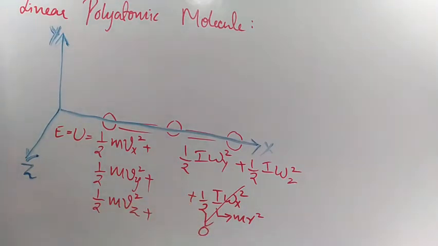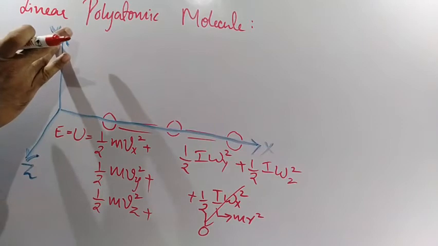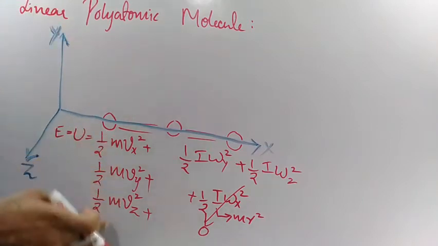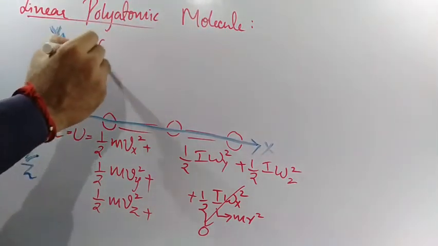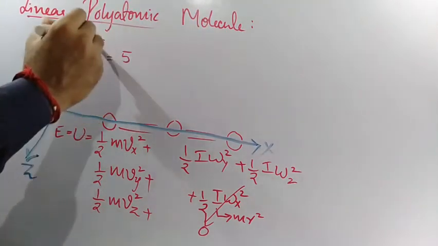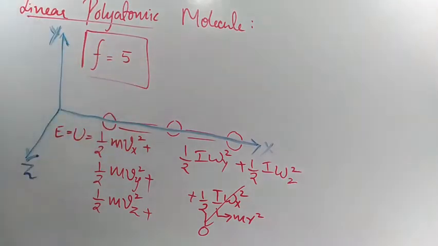Clear? So now how many terms are there? We have to cross check now. 1, 2, 3, 4, 5. That means what is the degree of freedom for a linear polyatomic molecule? The F value is how much? 5. Clear? For monoatomic 3, for diatomic 5, for non-linear polyatomic 6, and for linear polyatomic again 5. Clear? So shall I erase this part?